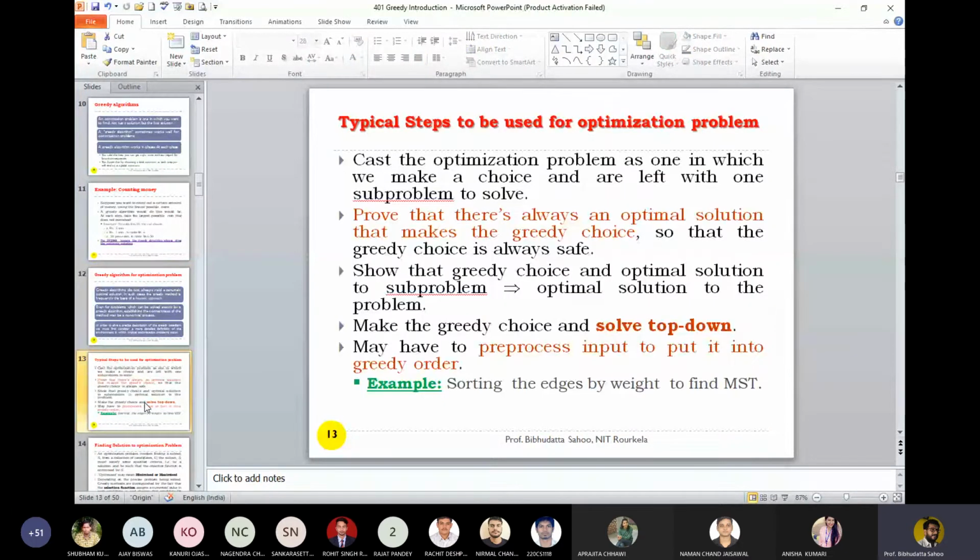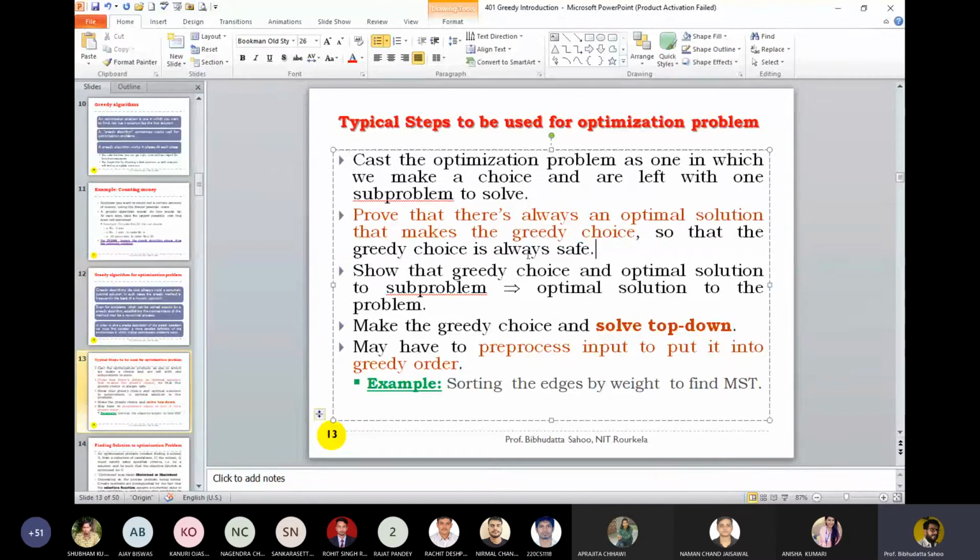So the typical steps to use in the optimization problem: prove that there is always an optimal solution that makes the greedy choice, so that the greedy choice is always safe. Without writing the algorithm also, you can prove it. Suppose that the greedy choice and the optimal solution to the subproblem imply the optimal solution to the problem. What it means is, suppose you are making a choice, and when you cascade all the choices, or add all the choices, it must be a solution. It must be a solution. Let us look into that. You are selecting randomly a few edges.